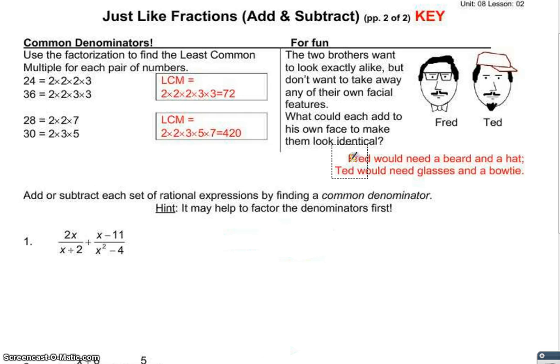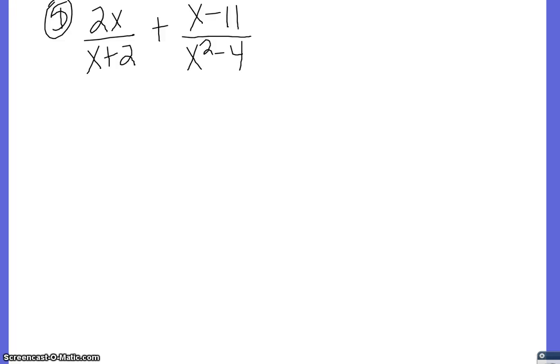Okay, so here what we're going to do, it says add or subtract each set of rational expressions by finding a common denominator. It says it may help to factor the denominators first. So let's look at problem number 1. Okay, so in problem number 5, I have 2x over x plus 2 plus x minus 11 over x squared minus 4. Now the hint tells us it may help to actually factor the denominators first. So let's go ahead and do that.